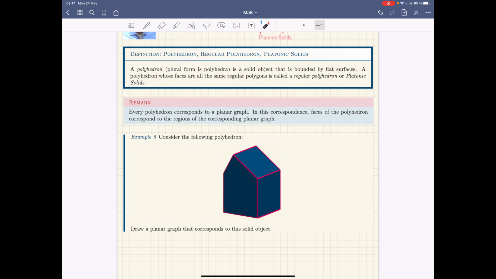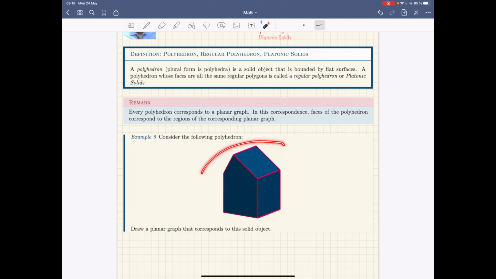Every polyhedron corresponds to a planar graph. Okay, so you need to convince yourself a little bit about this. And I will try to give you some demonstrations on GeoGebra to see this a little bit more in practice. So faces of the polyhedron correspond to the regions of the corresponding planar graph.